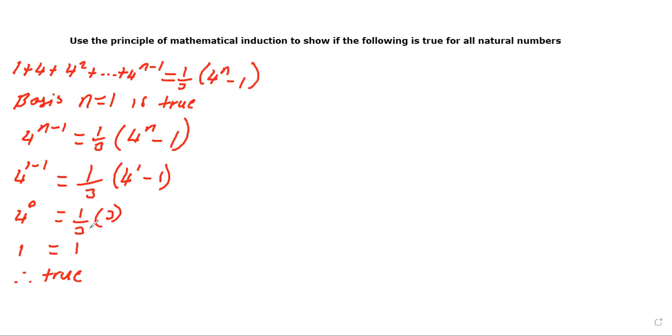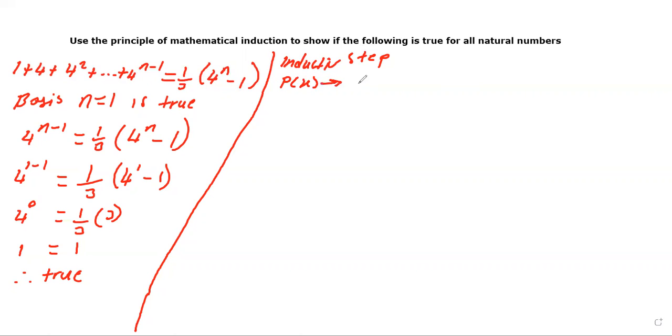All right, our next step is our inductive step. In the inductive step, we will show that if P of k is true, then P of k plus 1 is also true. All right, so we're going to go on to the inductive step. I'll write it over here. So we're saying that P of k implies that P of k plus 1 is true.